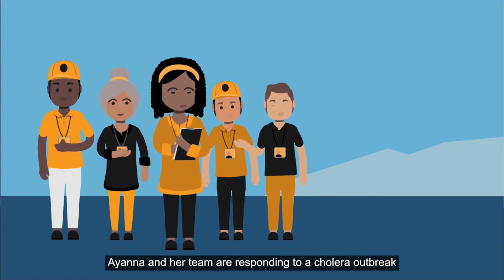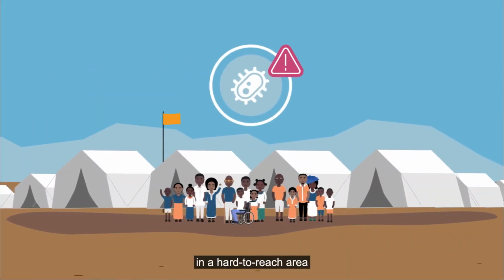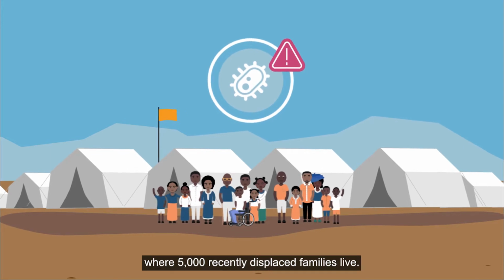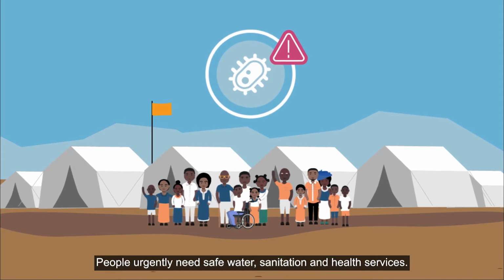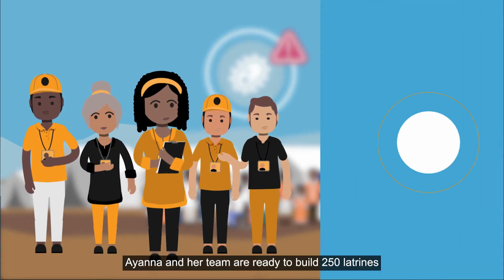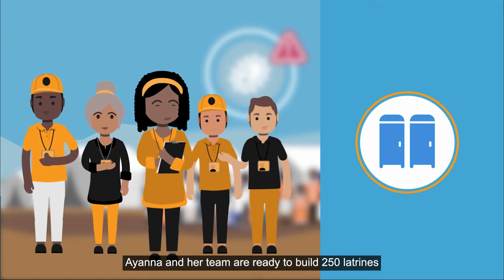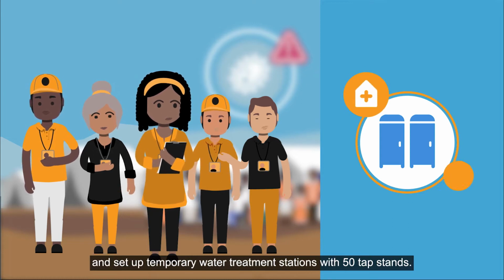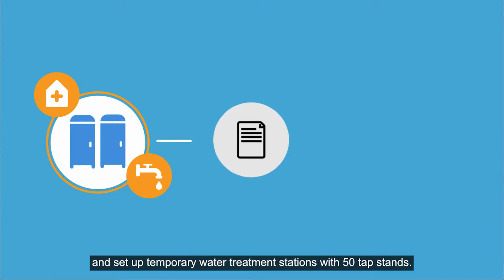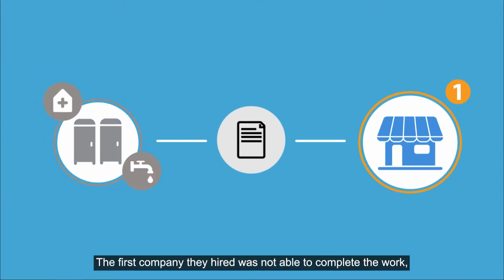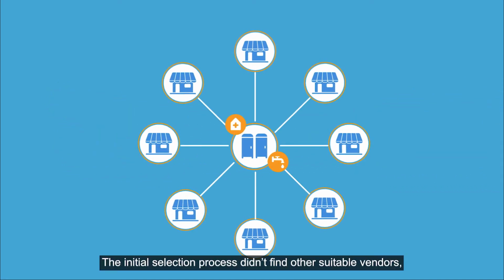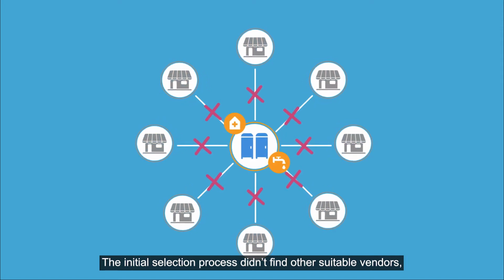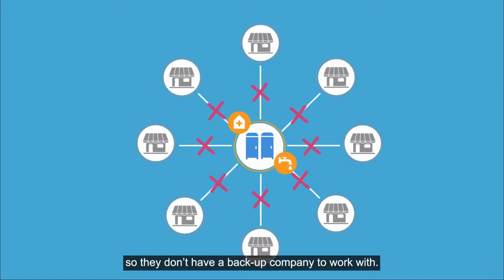Ayana and her team are responding to a cholera outbreak in a hard-to-reach area where 5,000 recently displaced families live. People urgently need safe water, sanitation, and health services. Ayana and her team are ready to build 250 latrines and set up temporary water treatment stations with 50 tap stands. The first company they hired was not able to complete the work, so Ayana's organization had to end the contract. The initial selection process didn't find other suitable vendors, so they don't have a backup company to work with.